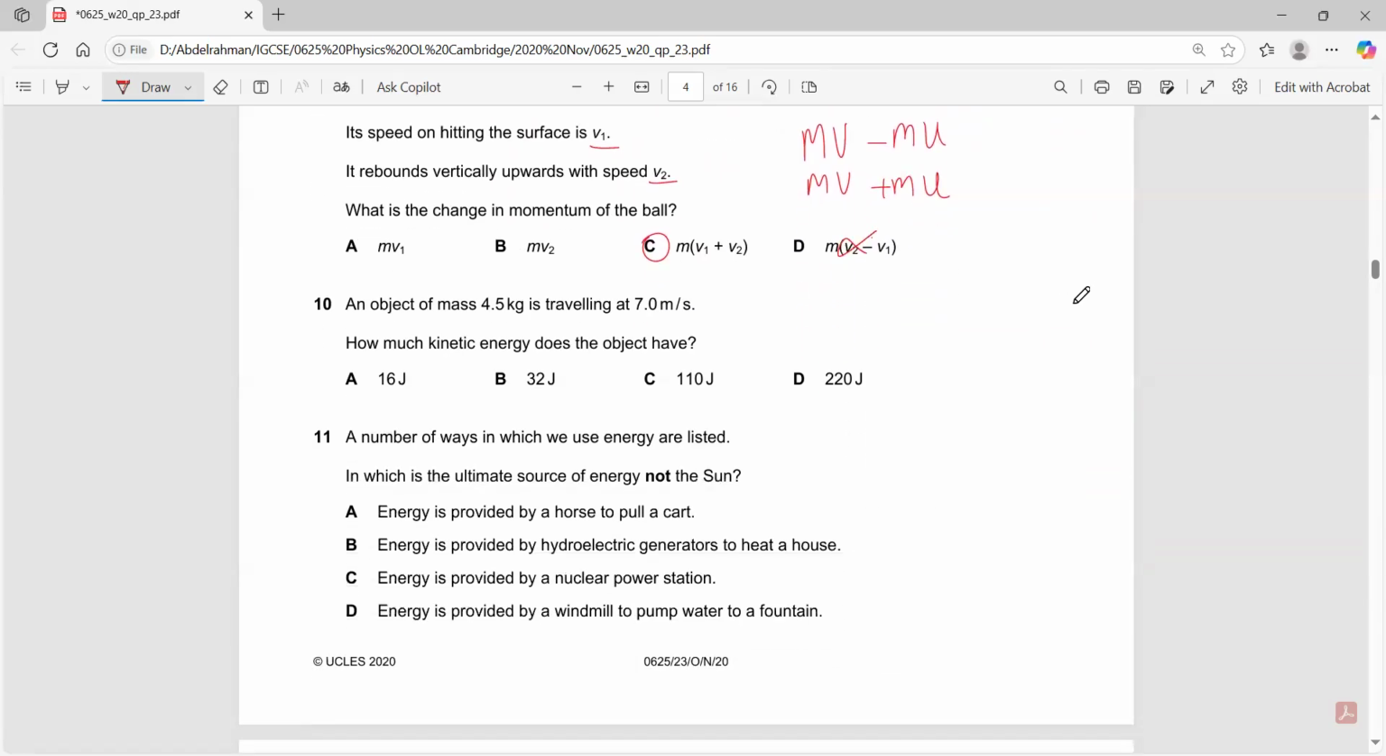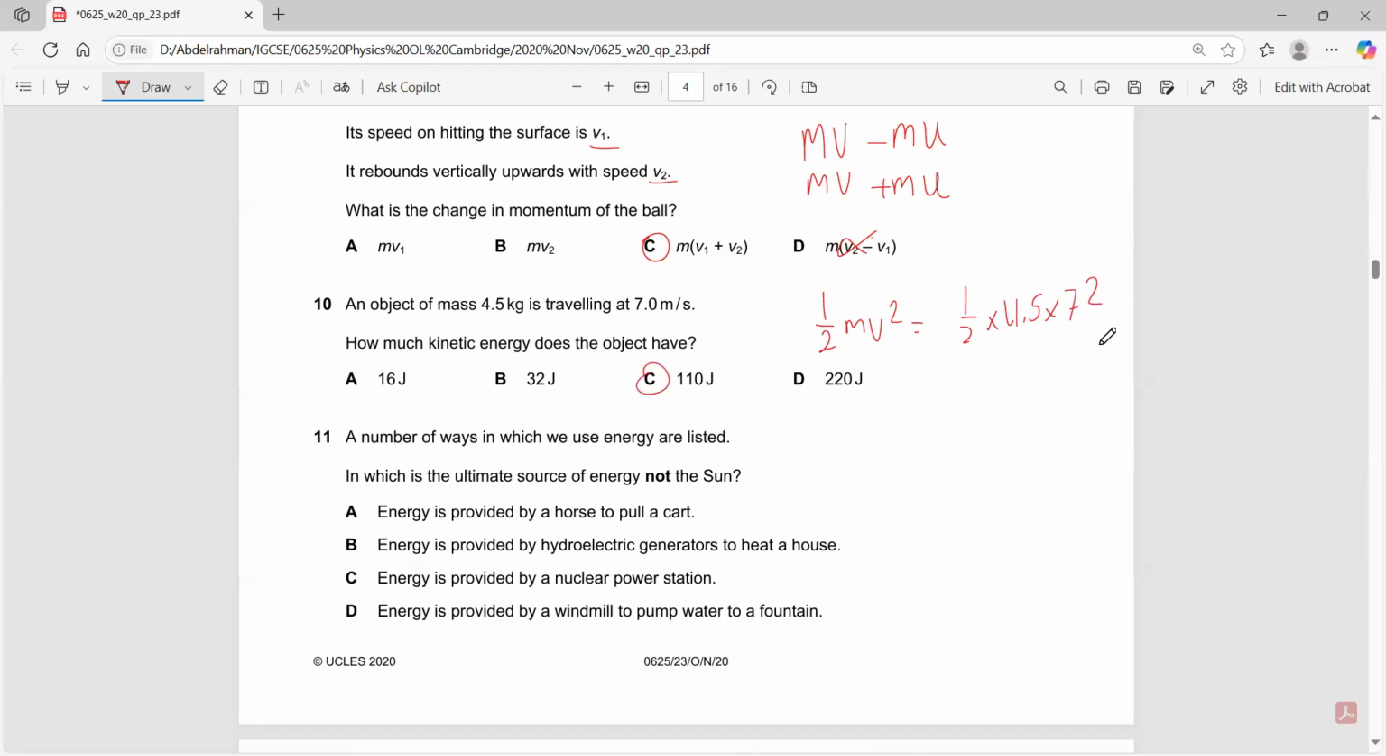An object of mass 4.5 kilograms is traveling at 7 meters per second. How much kinetic energy does the object have? Half mv squared. Half times 4.5 times 7 squared, which is almost 110 joules.